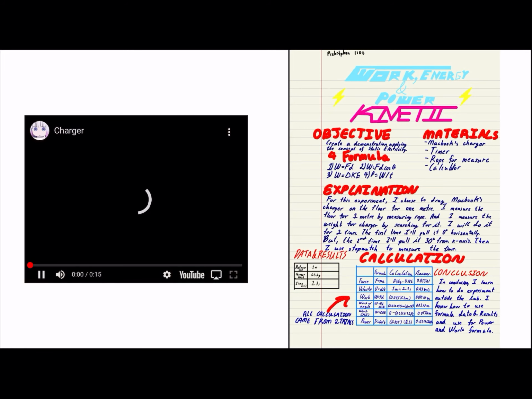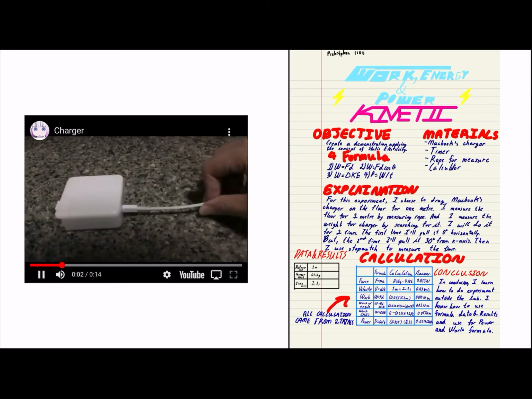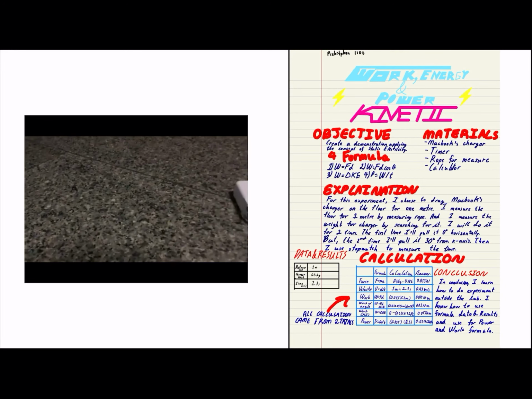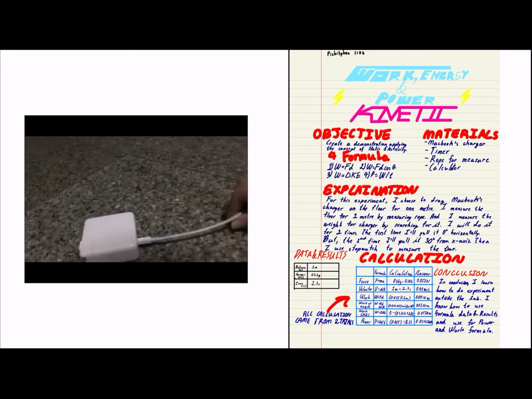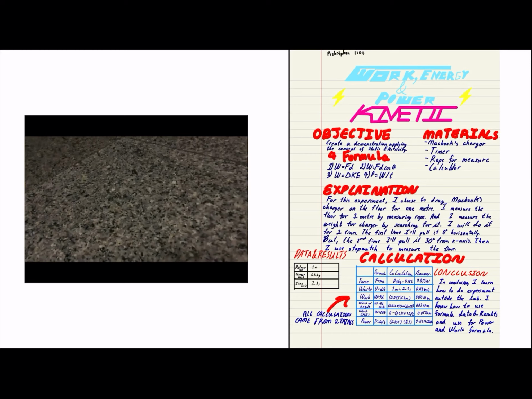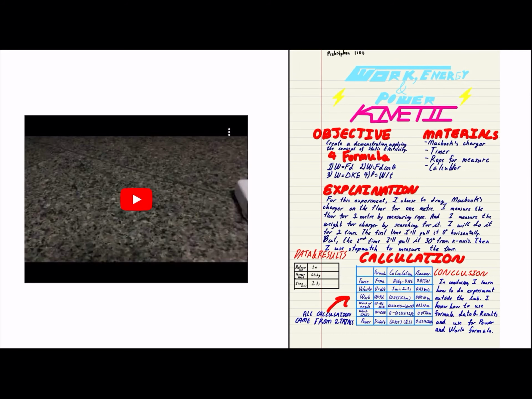And here's a demonstration, just a short clip of what I do. First I drag my charger horizontally, but then I will drag it with some angle, which I predicted is about 30 degrees. And here's my small lab at home.